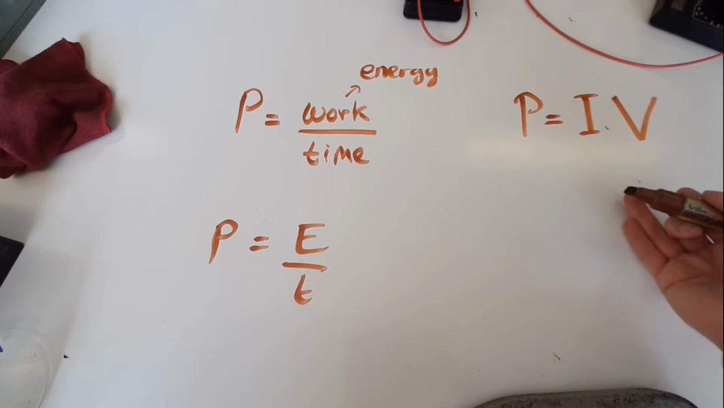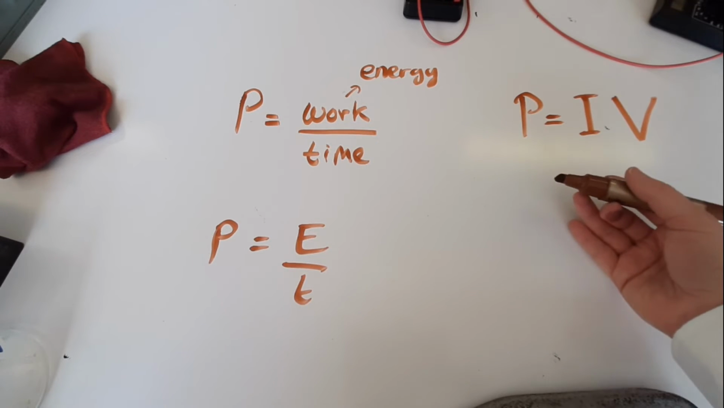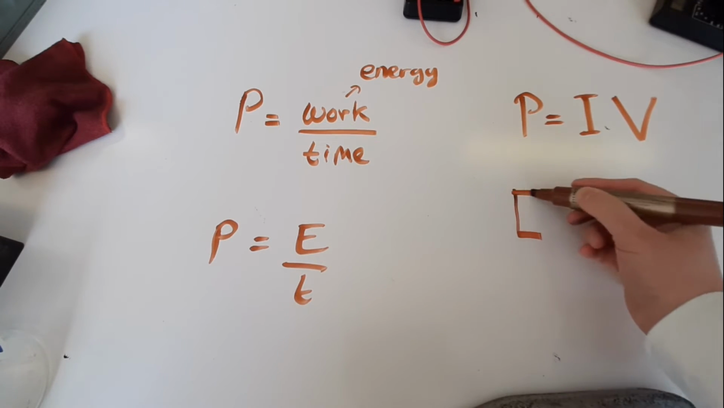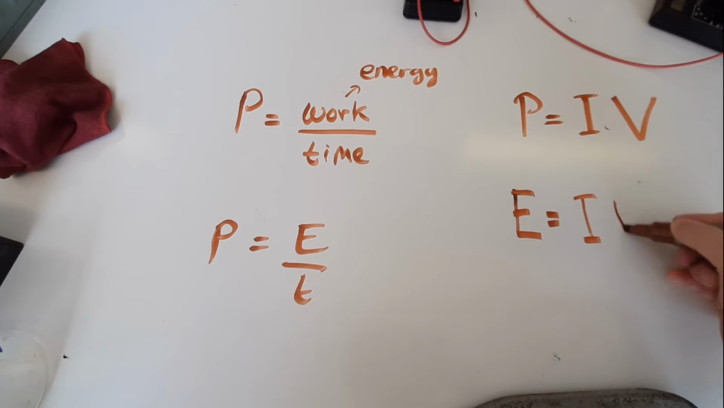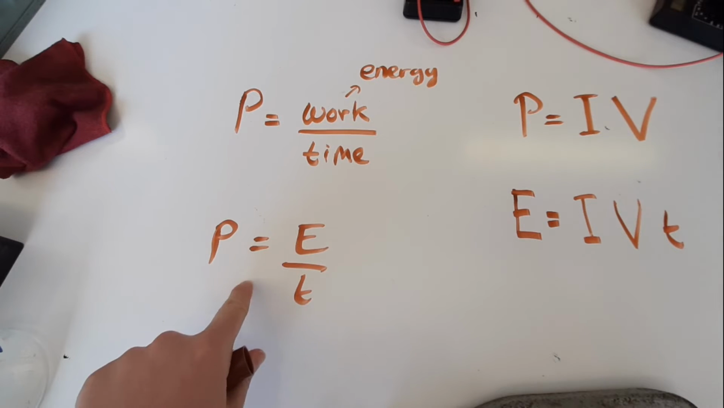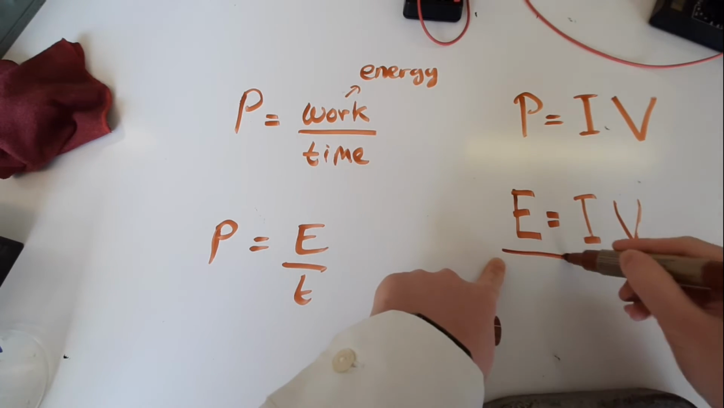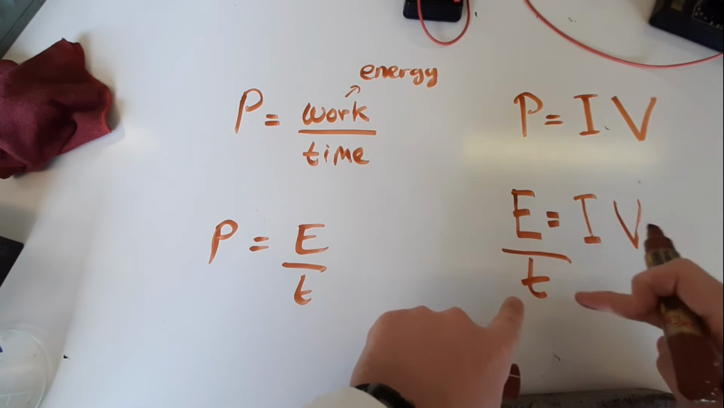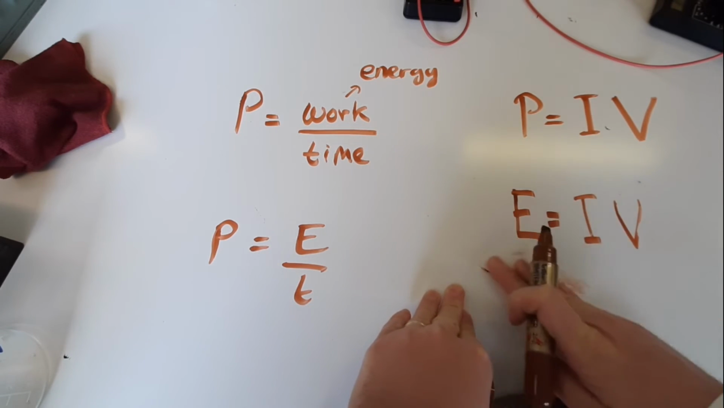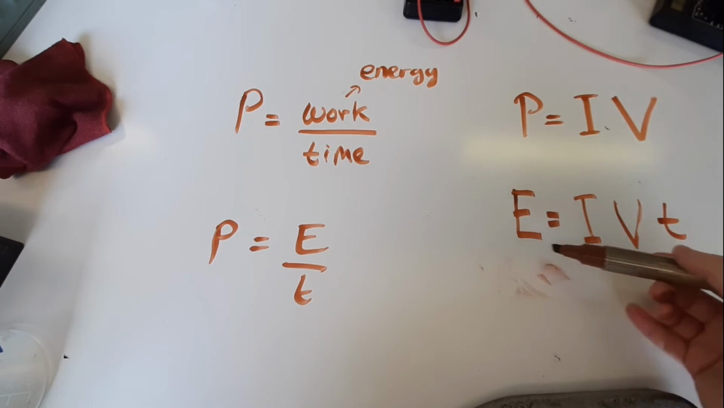But say you didn't want to work out the power of a circuit. Say you wanted to work out the energy of it instead. Well, that's fairly straightforward. E is equal to IVT. All we've done there is rearrange this. We know that power is energy over time, so we can say that energy over time is equal to IV. Take that bit down there, put it over here, and to make things fit on one line, we put that T on that side, and you end up with IVT.